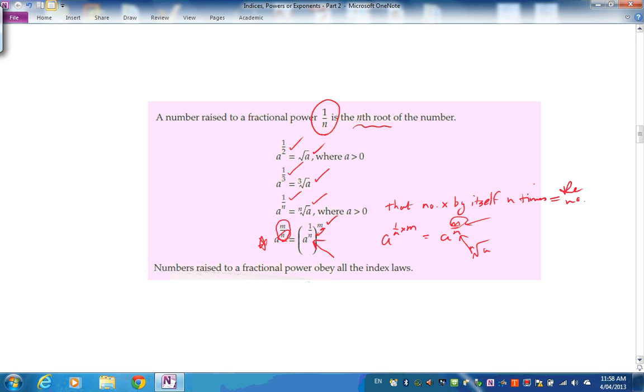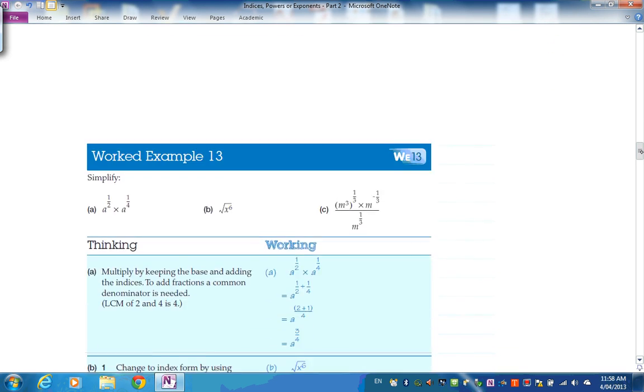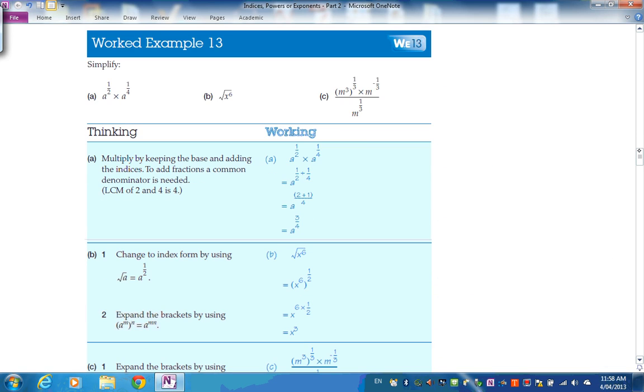So there's an interesting development here. We've got some very interesting new powers coming out of our work with developing our rules for this area of mathematics. We've really started something interesting. Let's have a look at some examples now from Pearson's, and you can check this in the textbook. Here we have a to the half by a to the quarter. So that would mean the square root of a by the fourth root of a.